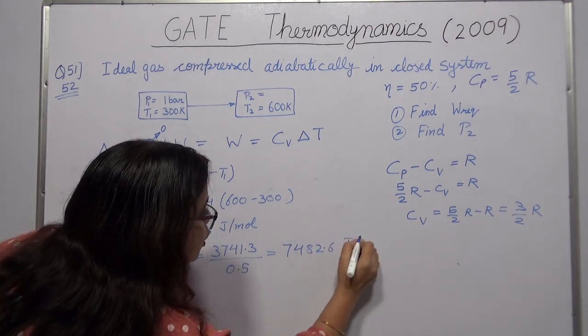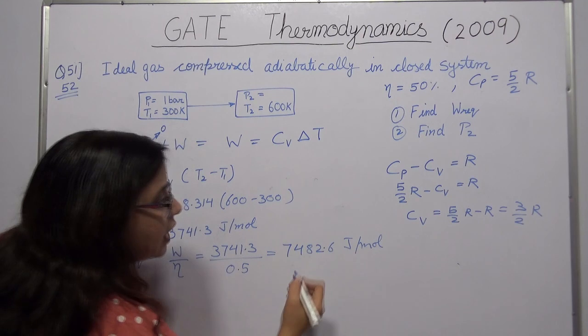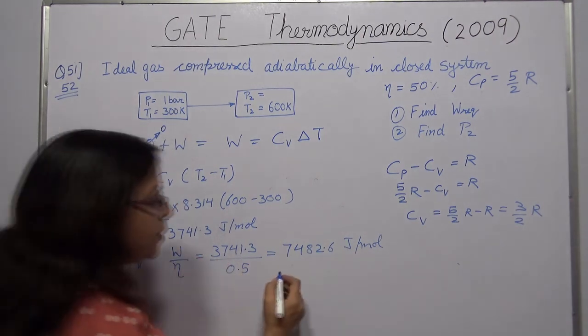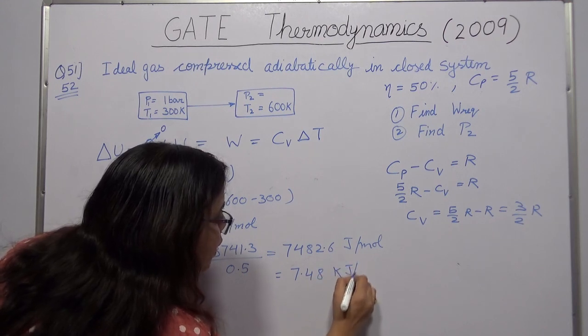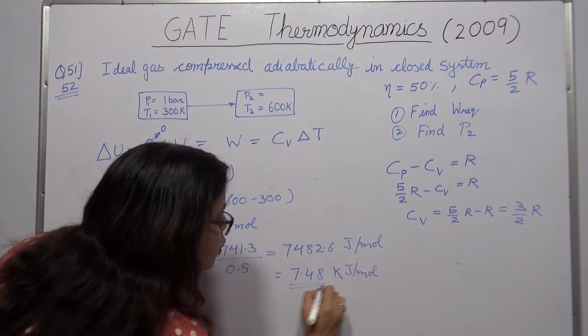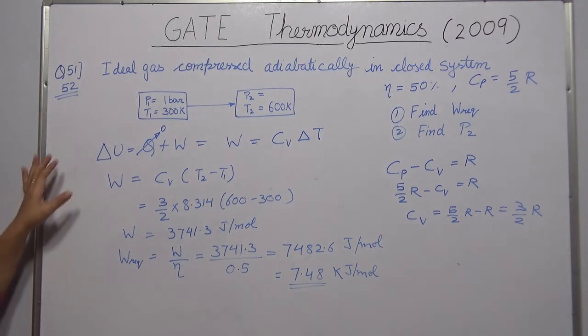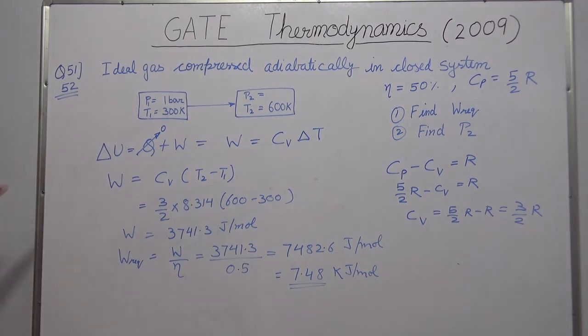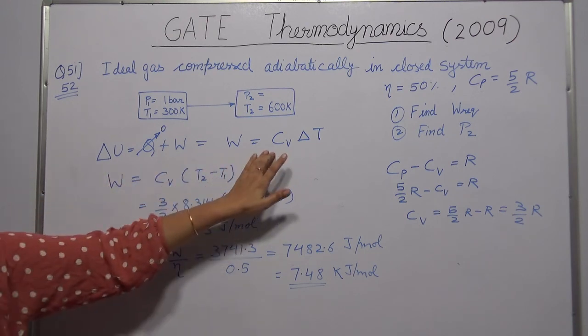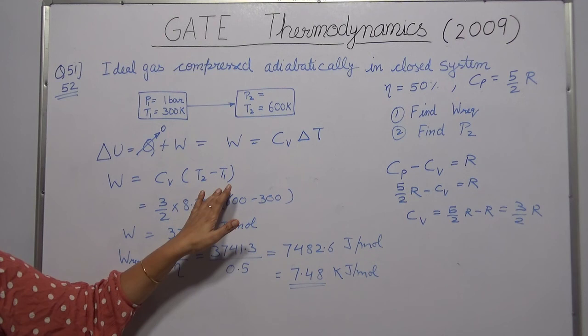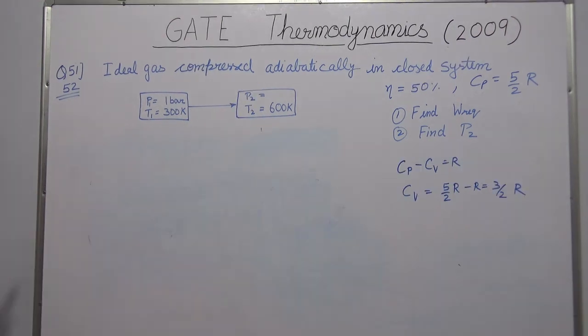Okay, so that gives me my answer as 7482.6 joules per mole. Since they have asked you to calculate the work required in kilojoules per mole, I will divide it by 1000 and write it as 7.48 kilojoules per mole. Okay, so this was the correct answer. So it's very simple. You do not have to use that big formula which is given in your textbook. You can find your work done very easily and very quickly just by going through the basic equations which you have learnt. Okay, so next we will find out what is the final pressure.